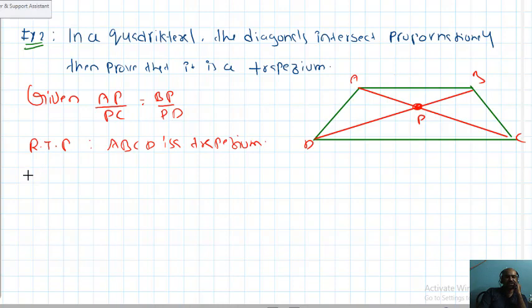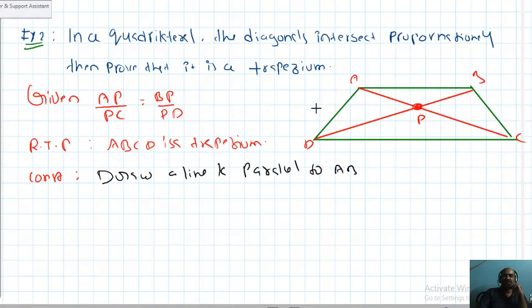Okay, construction. Draw a line K parallel to AB through P. That line should run through P only. So that is parallel to AB. What happened here? K is parallel to AB. If K is also parallel to DC, then you can see that AB is parallel to DC only.